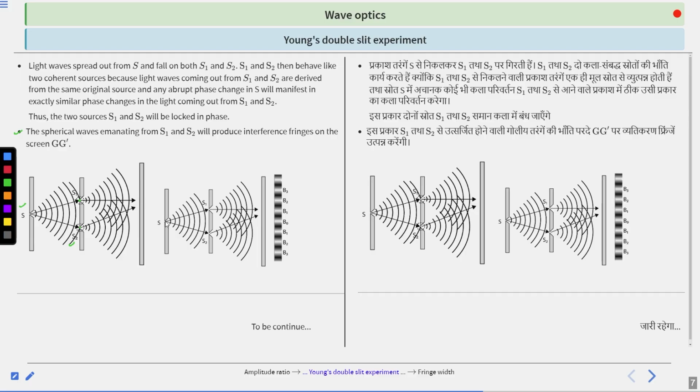Like this is a source, and when it falls on S1 and S2, there are interference fringes. This is the central fringe. B naught represents the central fringe. The distance between S1 and the central fringe B naught, and the distance between S2 and the central fringe, are both equal. So that's why we call this the central fringe. Clear?